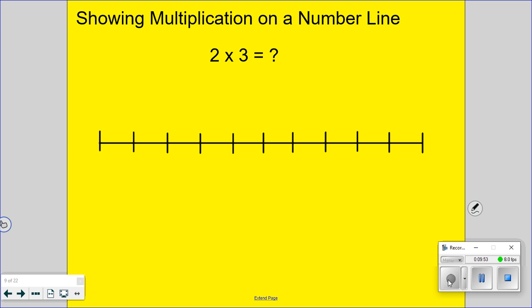Raise your hand if you remember skip counting, maybe in 2nd grade. Skip counting. Did you ever jump on a number line to show your skip count? No. That's okay. So what we're going to do is I'm going to show you how to use that number line to show your skip counts. I want you to draw a number line.